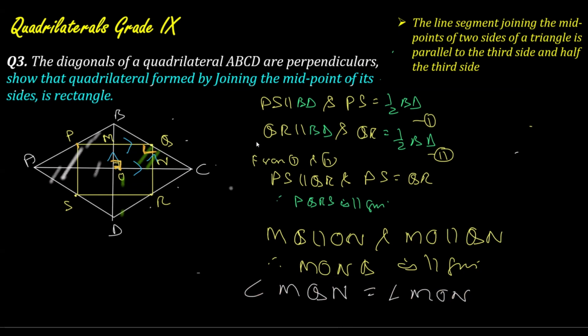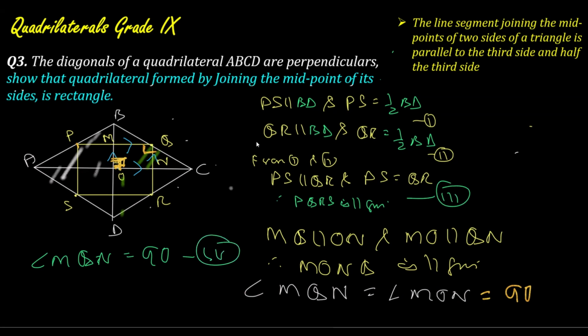Now what you can notice here is that this angle is given as 90 degrees. This is 90 degrees. So that implies that angle MQN is also 90 degrees. So I mark this equation as 3 and this as 4. So now I can say that PQRS is a rectangle. And the reason is a parallelogram whose one angle is 90 degrees is a rectangle.